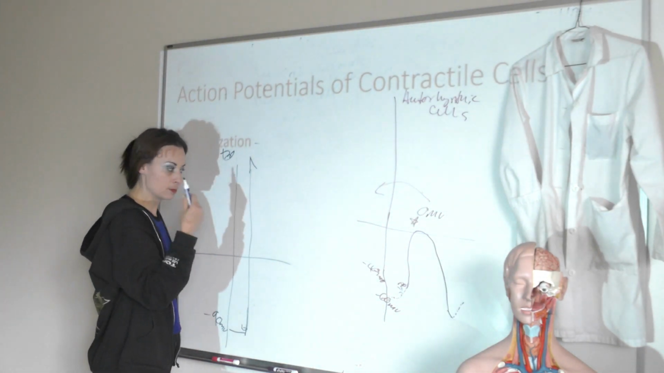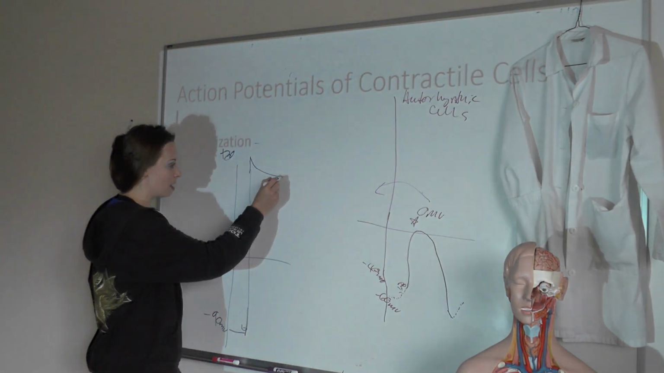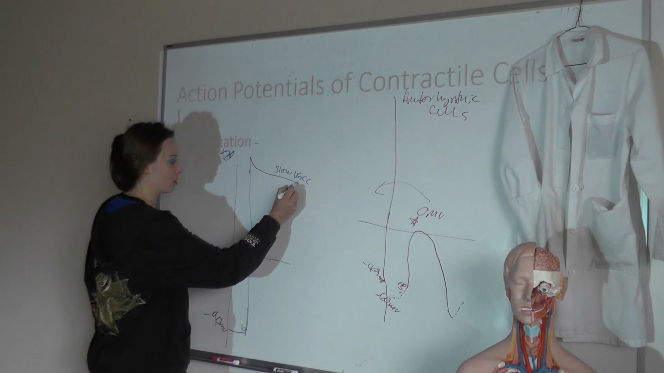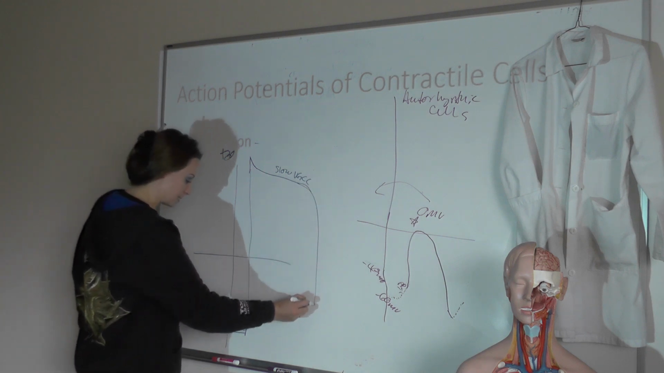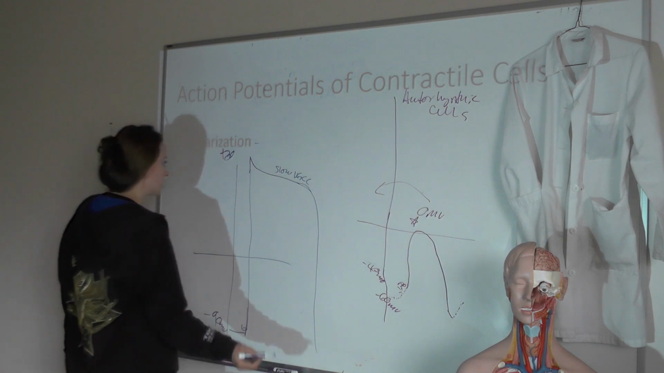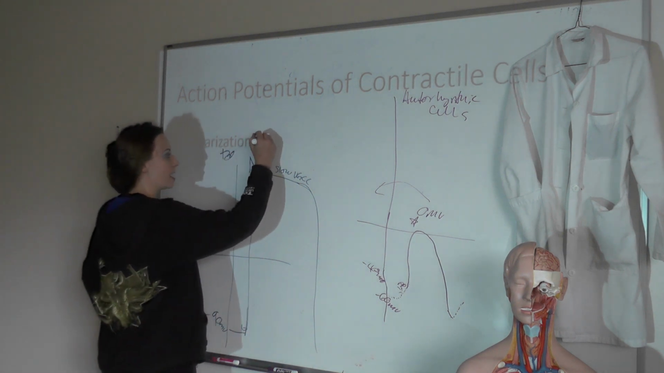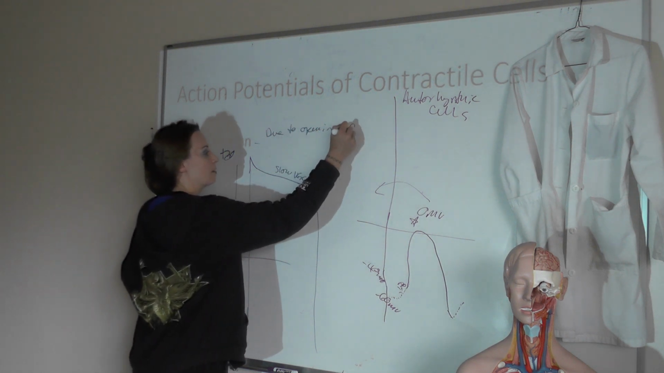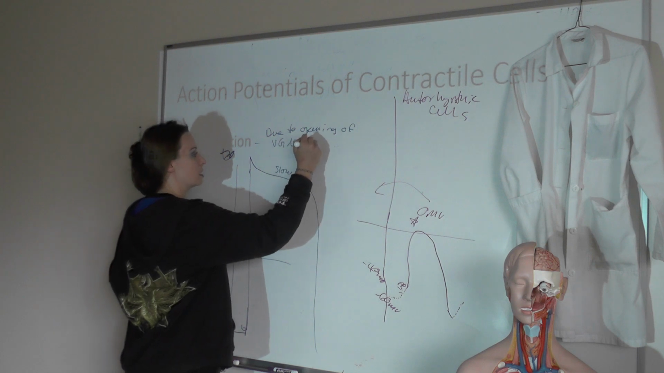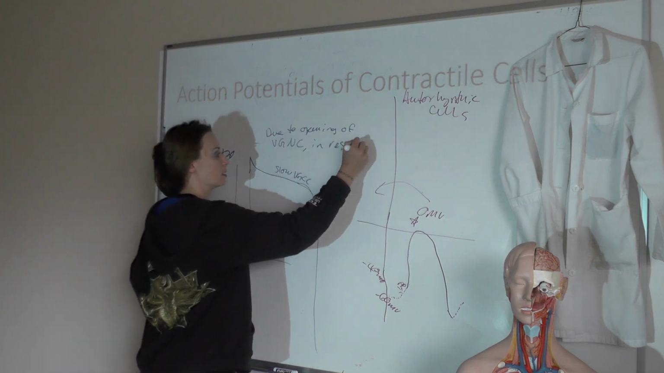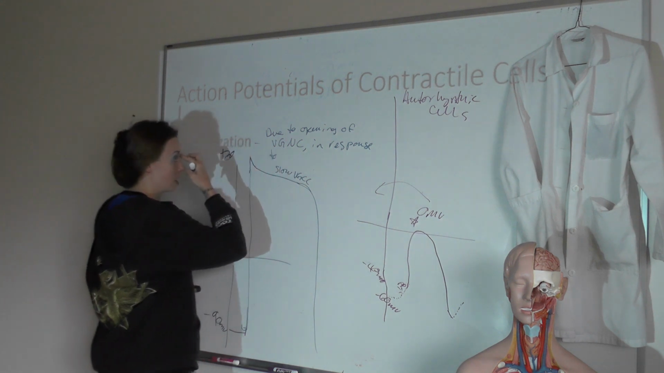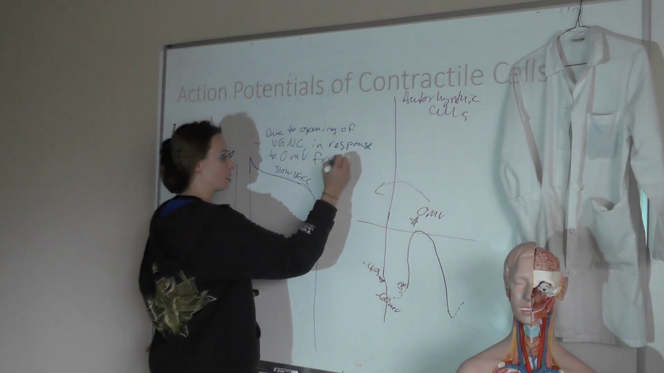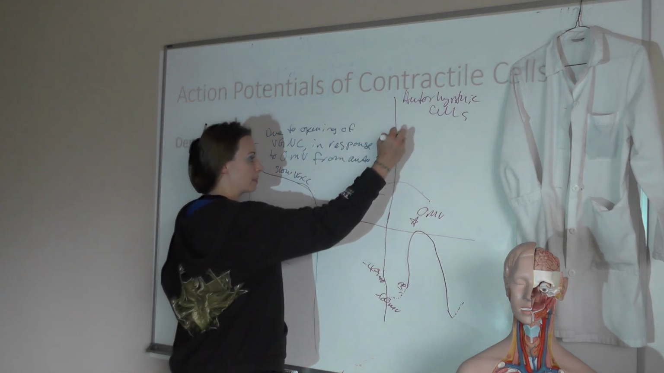Okay, and then what happens in these cells? Does anybody remember? They have that plateau due to the slow voltage-gated calcium channel. And then our voltage-gated potassium channel is going to take over and we'll return to rest. So depolarization, we could say, is due to the opening of our voltage-gated sodium channels in response to the 0 millivolts from our autorhythmic cells, which are over there.